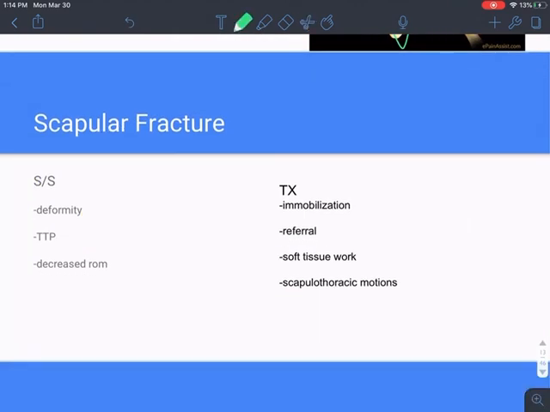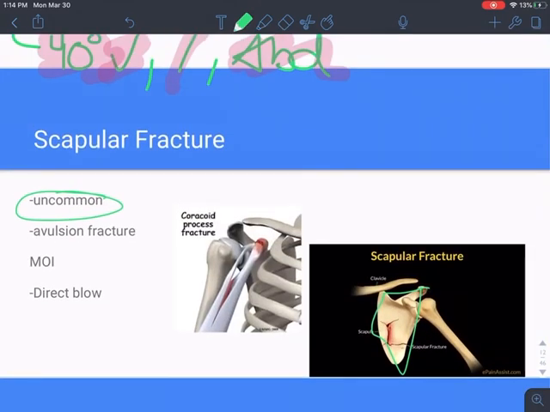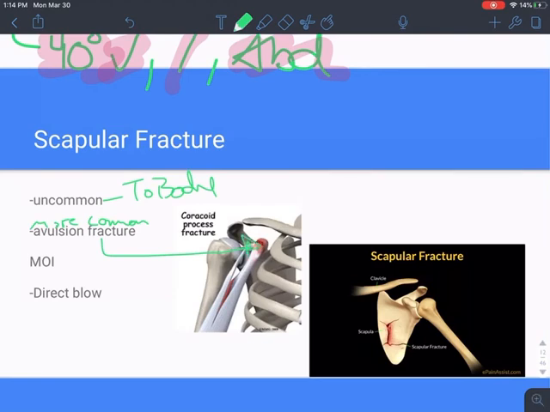So uncommon, right? Definitely to the body. So uncommon fractures to the body. But more often than not, you're going to have an avulsion fracture, which is more common. And that happens at that bony landmark right there, which is called your coracoid process. So those avulsion fractures are more common than the body fractures.